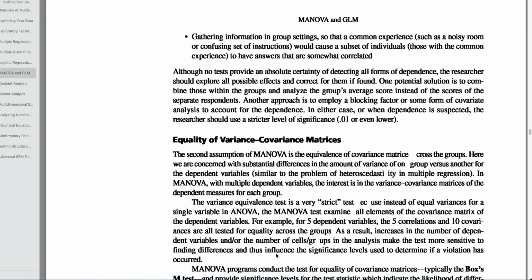If one potential source is found, one solution is to combine those within the group and analyze the group average score instead of the scores of the separate respondents. Another approach is to employ a blocking factor or some form of covariance analysis to account for the dependence. In either case, or when dependence is suspected, the researcher should use a stricter level of significance, that is 0.01 or even lower. Let's talk about the equality of variance-covariance matrices.